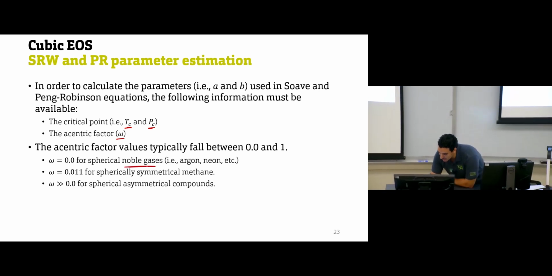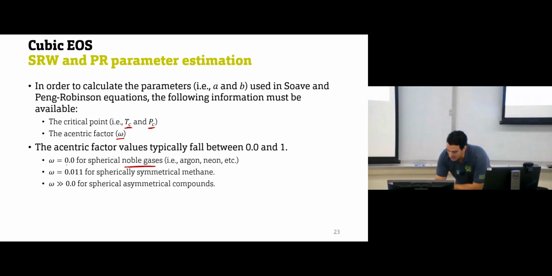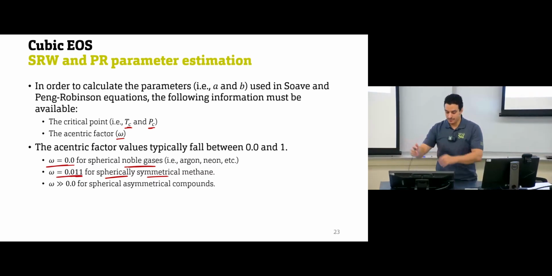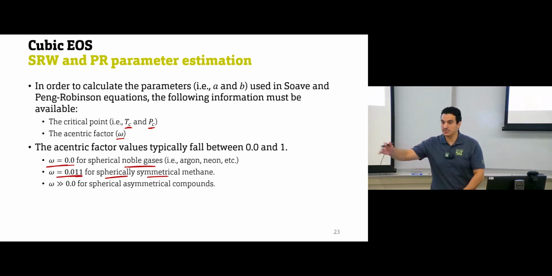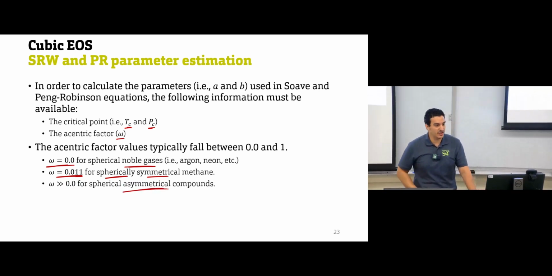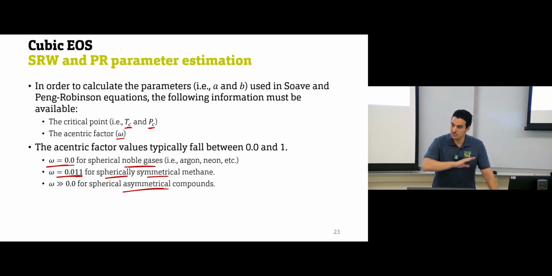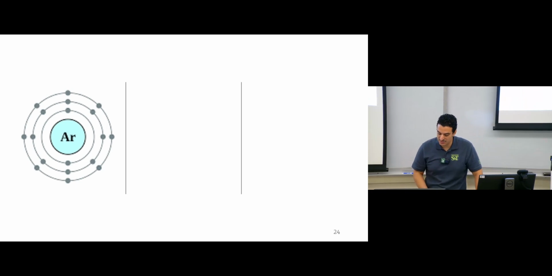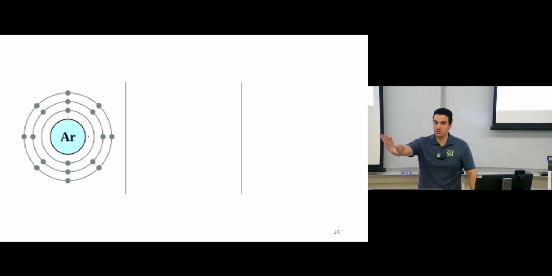If we have noble gases, very structured, then the eccentric factor will be 0. If we have a spherical molecule that is symmetric, then the value will be close to 0. If the value of the eccentric factor becomes far away from 0, this means we have an asymmetric compound. So the eccentric factor represents how symmetric the structure is. If it's more symmetric, it goes towards 0. Noble gases are 100% symmetric, so the eccentric factor is exactly 0. If you see the structure, it's completely symmetric.